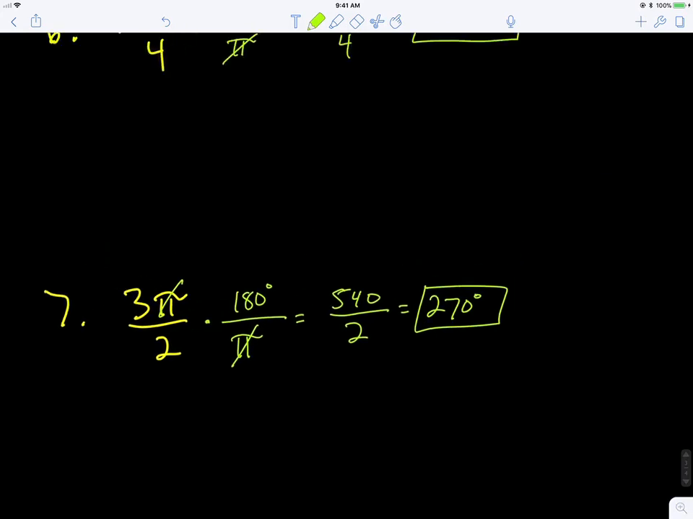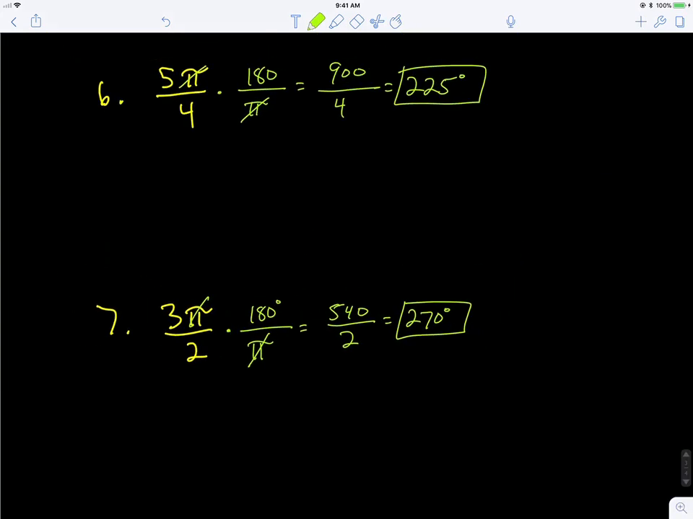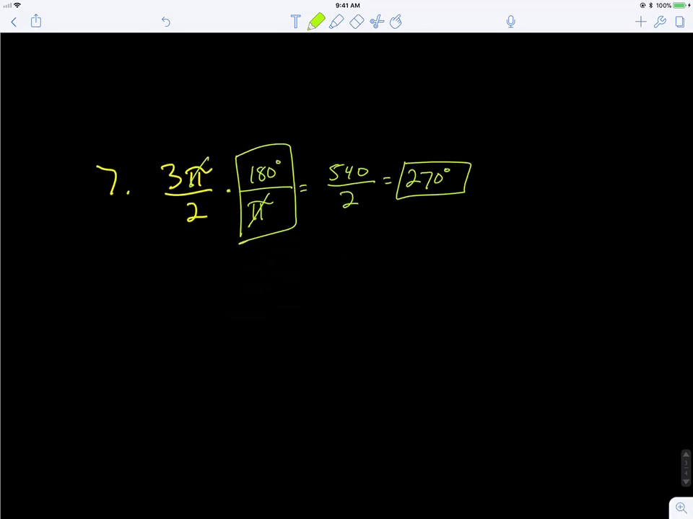Okay, so that's how you convert one way or the other. Keep in mind that we're multiplying by this fraction, and it's either 180 over pi or pi over 180, and that's because our conversion fraction can be that because we know that 180 degrees is equal to pi in the first place. That's why we can use that fraction.